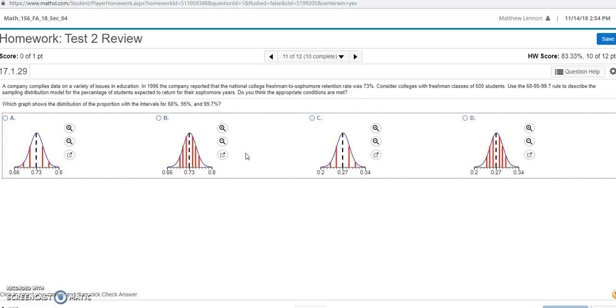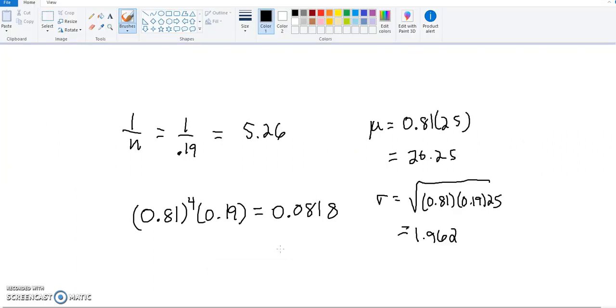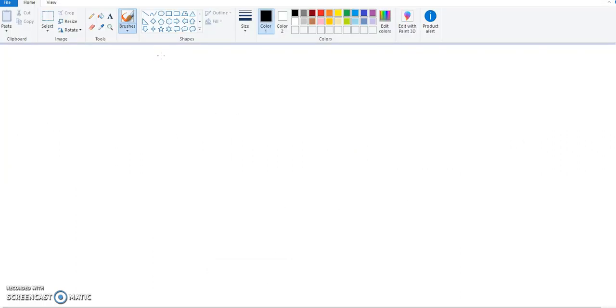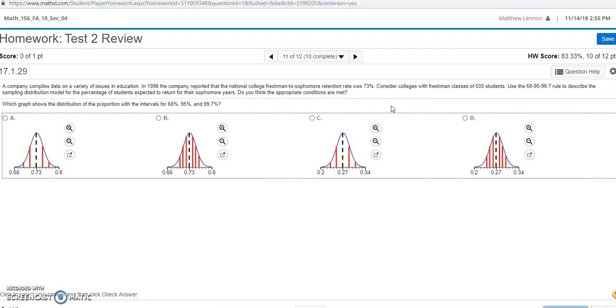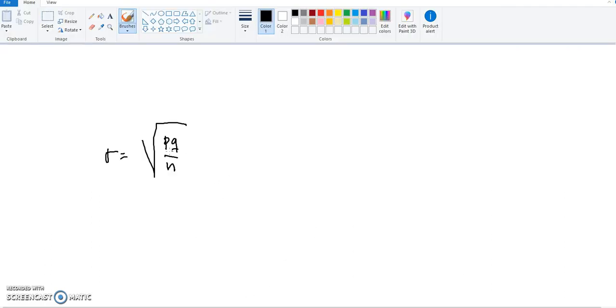So again, we know 73% has to be the middle number, so it's A or B, and then we want to figure out exactly what the standard deviations are. When you have these percentages, we only had 1 or 2 examples of this in class, but when you have these proportion ones, the formula is the square root of PQ over N for these sampling distributions, because that's essentially what's going on. We're looking at a class of 500, and P is 73%. So this is going to be the square root of 0.73 times 0.27 divided by 500. So let's do that in the calculator.